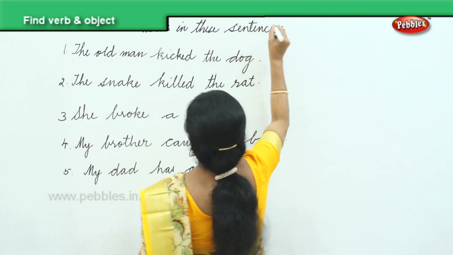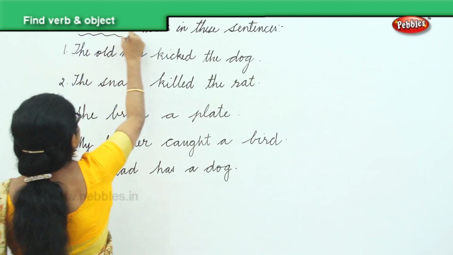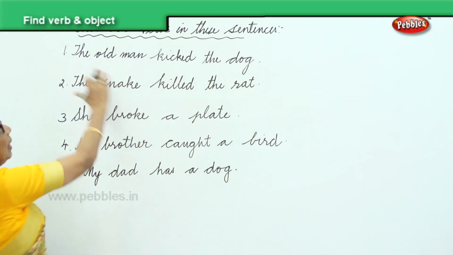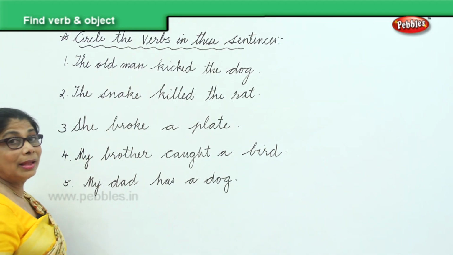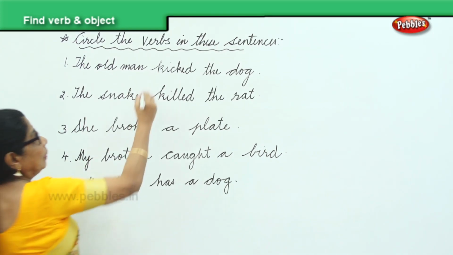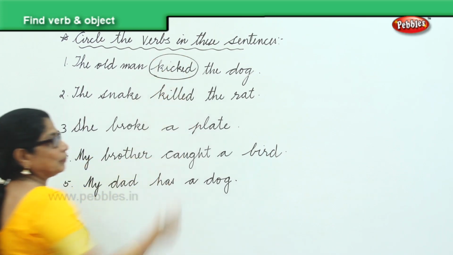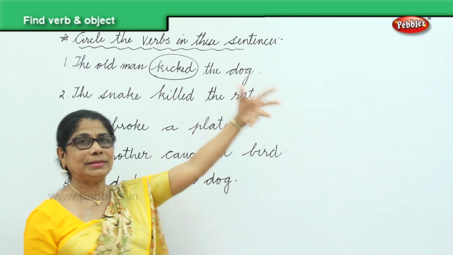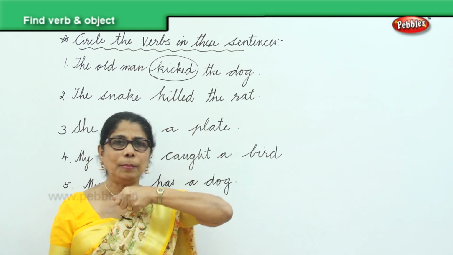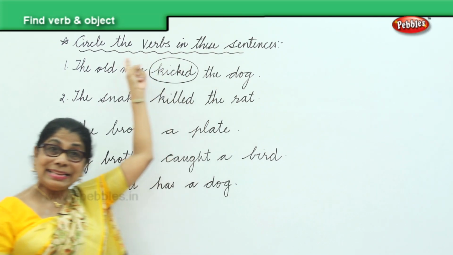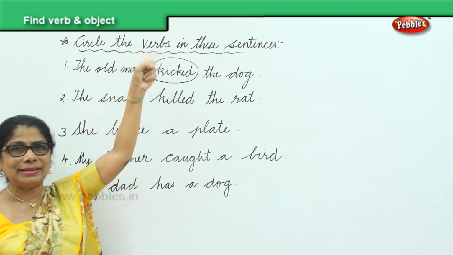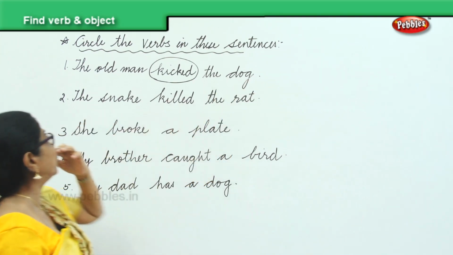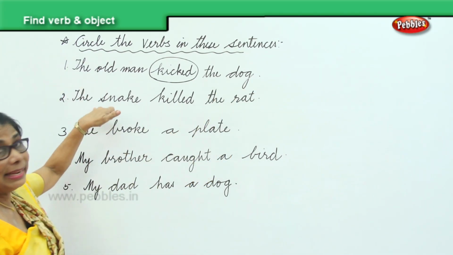So we have sentences here and we are supposed to circle the verbs. Which is the subject? The old man. What is the action the old man is doing? The old man kicked. So what is the object here? The object is the dog. The old man kicked the dog. So you have the subject, and the verb is circled. What object did he kick? The dog. Okay.